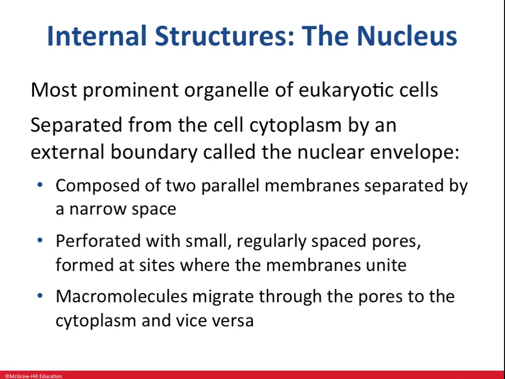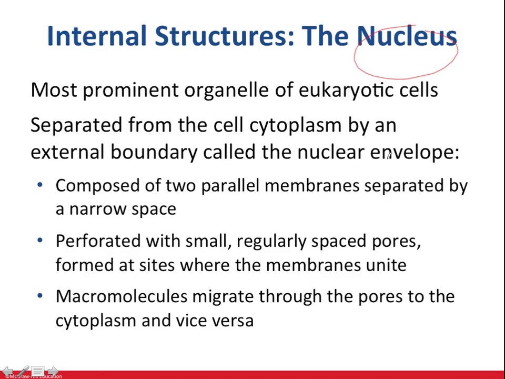Inside of the cell, the eukaryotic cell has many organelles, and the many organelles are made of phospholipid membrane, so they are separated from the cytoplasm by an external boundary. Take the nucleus, the most important organelle. The nucleus is separated by the nuclear membrane, which is a double layer of cellular membrane. That one cellular membrane has two layers of phospholipid.